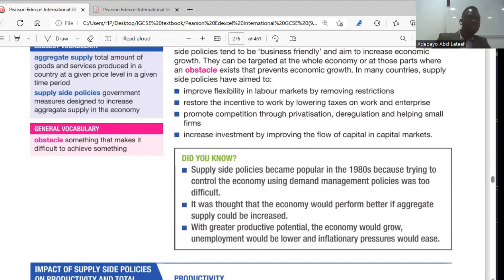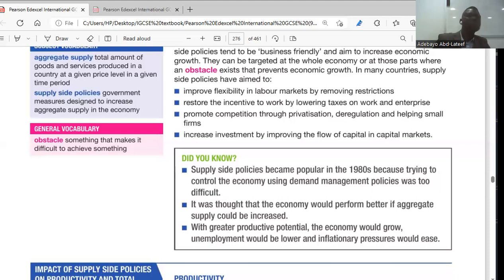The third point, promote competition through privatization, deregulation, and helping small firms. So government use supply side policies to increase competition in the market by encouraging more firms to set up in that country. And this could be through privatization. With privatization, that means it increases numbers of firms in the industry. So government enterprises are becoming owned now by private investors or private businesses. That means more businesses are settling in the country. So government could use deregulation by softening the laws, the regulations in the country, so that new firms can be encouraged to set up.